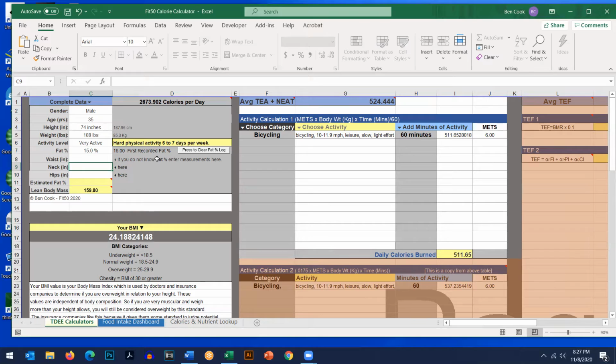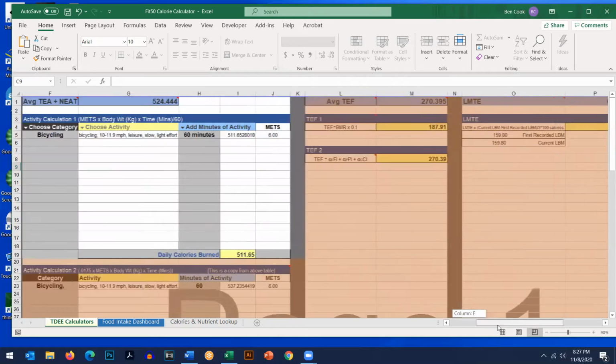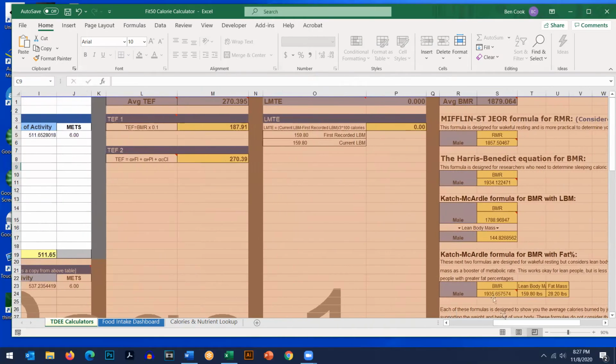Maybe you want to hand this sheet to someone else, or the best thing to do is just give them a link so that they can go to get their own copy for their own computer. And then you just keep this always loaded with your very first body fat percentage. But that's your first recorded body fat. And over here, you'll see that your first recorded lean body mass has been calculated based on that body fat percentage. And your current lean body mass is the same.